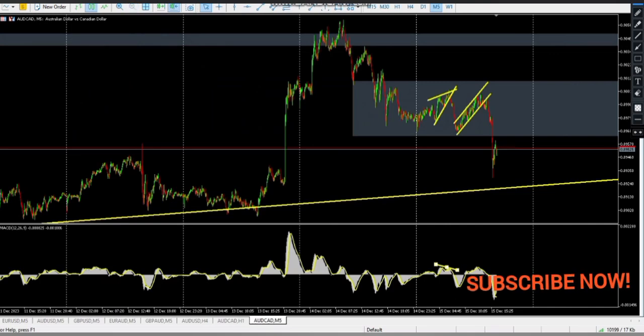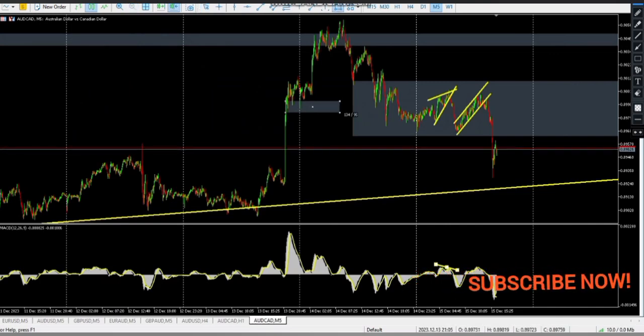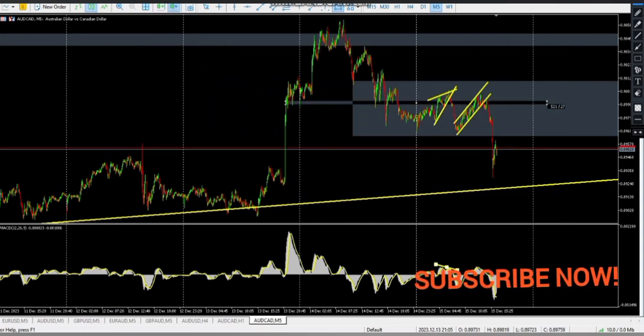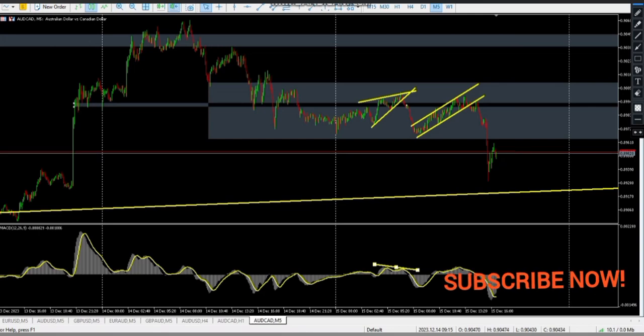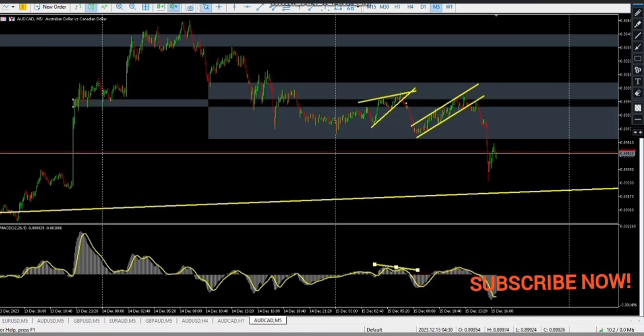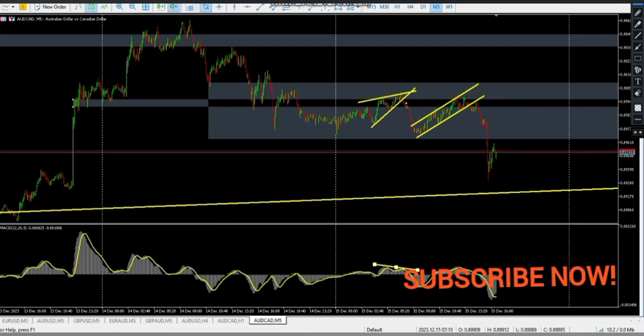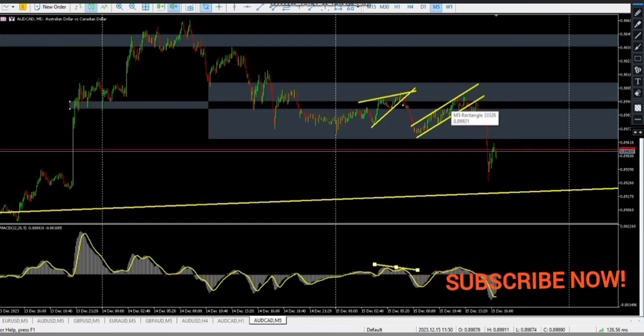Let me zoom out and then you see what I'm talking about. There was also a small resistance level here. Have you seen? Now, have you seen that price approached this resistance level? Two resistance levels: one at this point, and the second one was a resistance trend line on the channel. Have you seen two resistance levels?